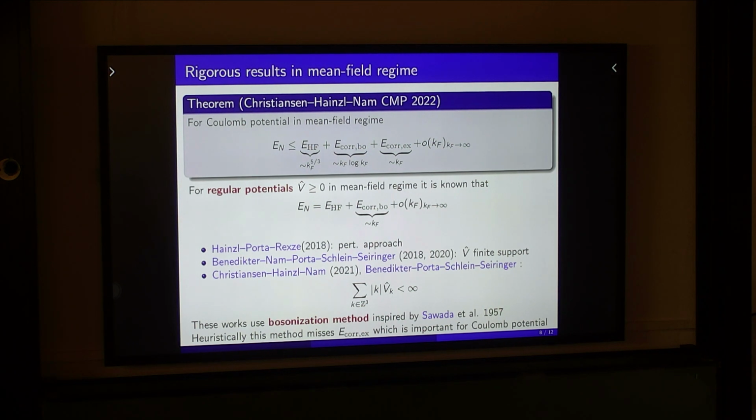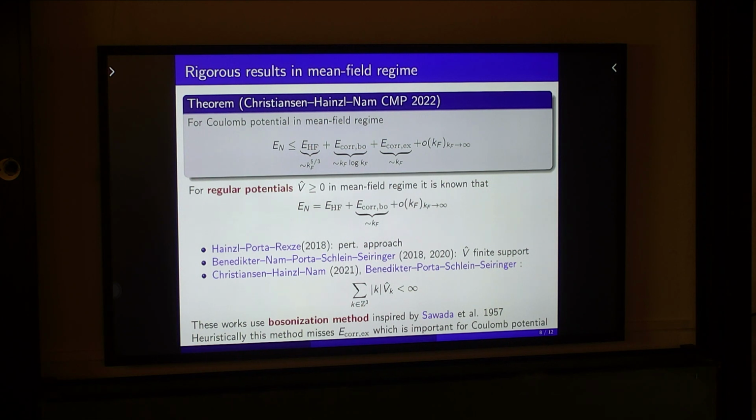So actually now we come to a real theorem. So corresponding to the Coulomb potential, what we were able to prove is that you give really a rigorous upper bound in the sense that you can really extract not only the Hartree-Fock energy and this bosonic correlation energy, but also the exchange correlation, plus smaller order. And this is in some sense, you know, even Zavada did not do that. He basically added this thing by hand afterwards. But let's come back to that later.